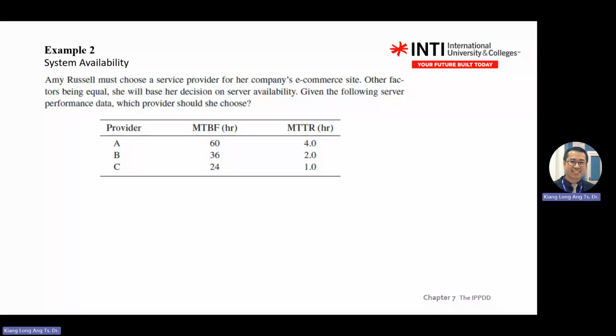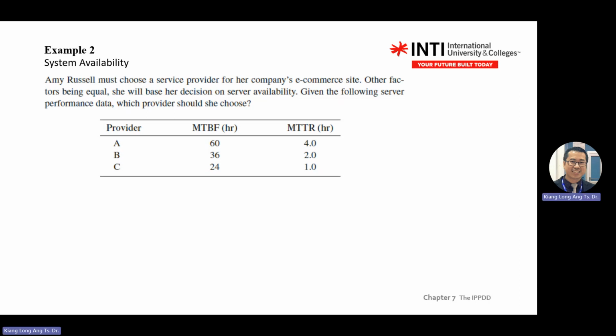So a company must choose a service provider. Other factors being equal, the decision will be based on server availability, meaning SA. Given the following server performance data, which provider should be chosen? You have A, B, C, with MTBF and MTTR.